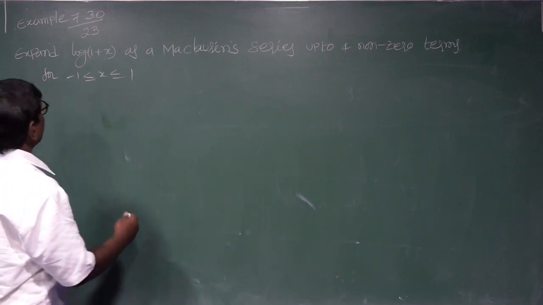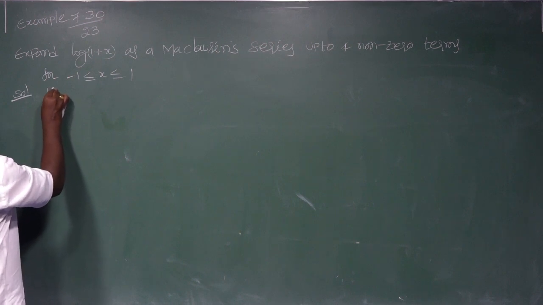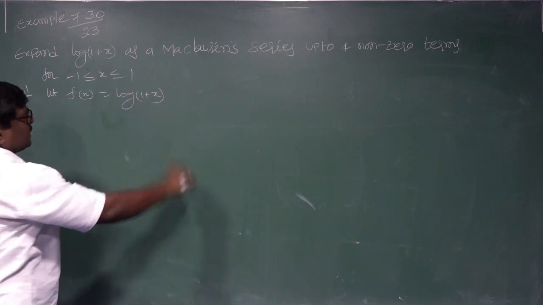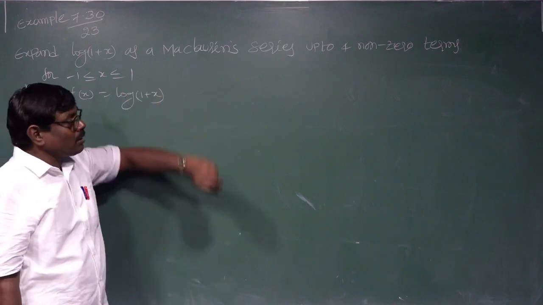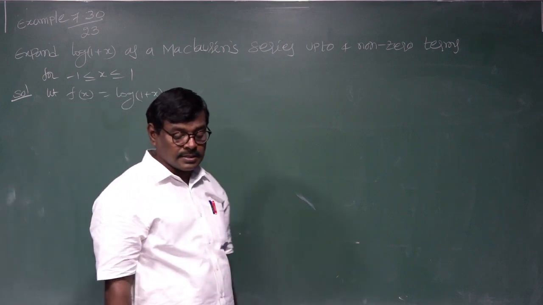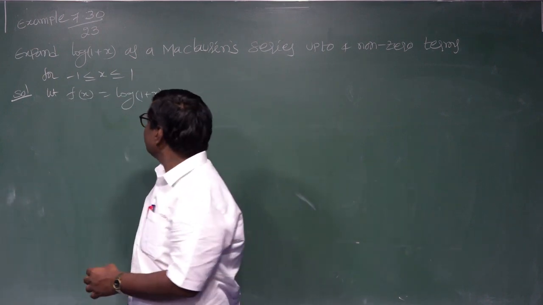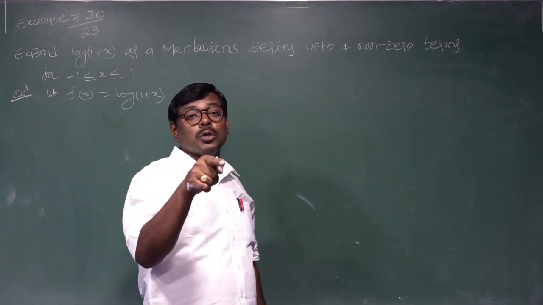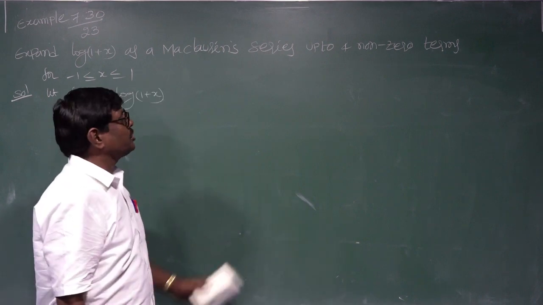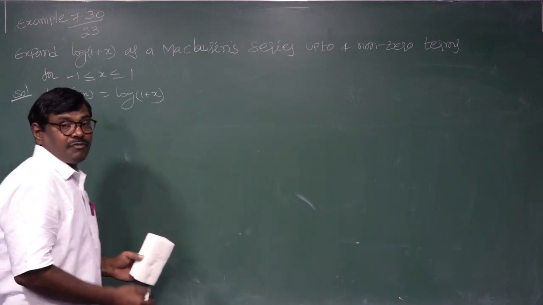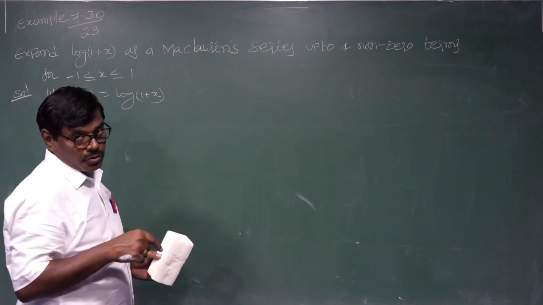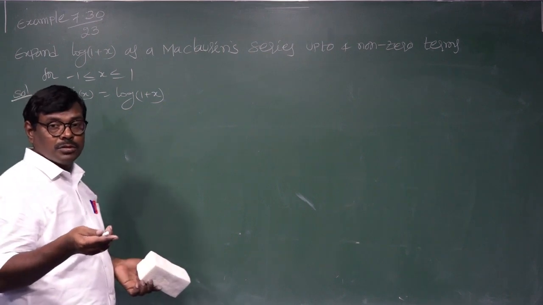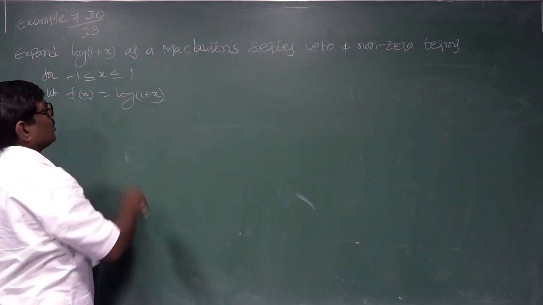Now, this is the Maclaurin expansion. Let f of x equal to log of 1 plus x. By using the Maclaurin series of f of x, this is the summation. We evaluate by substituting x equal to 0, that is, a equal to 0, so x minus a equal to x minus 0, which is x.